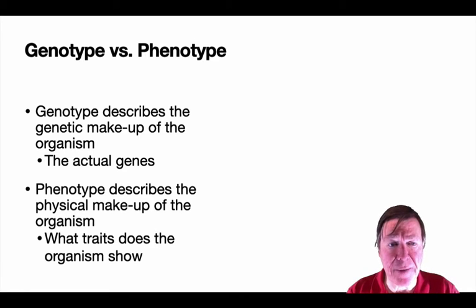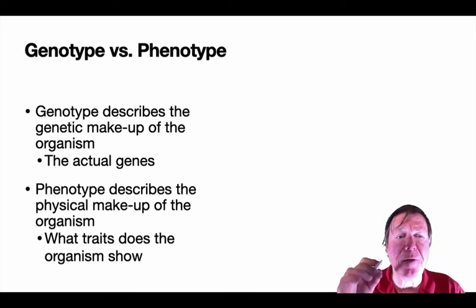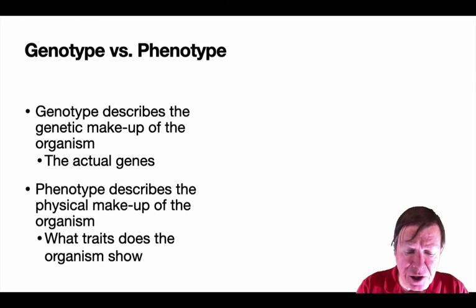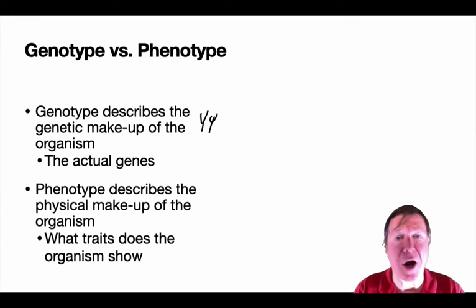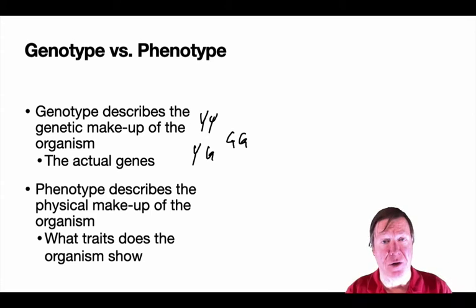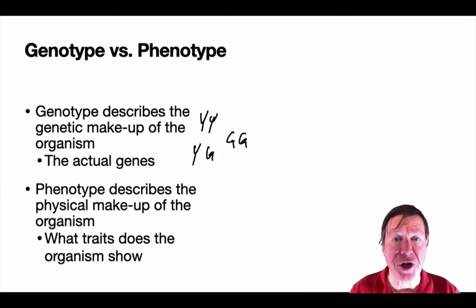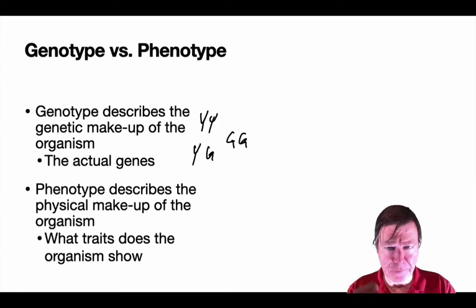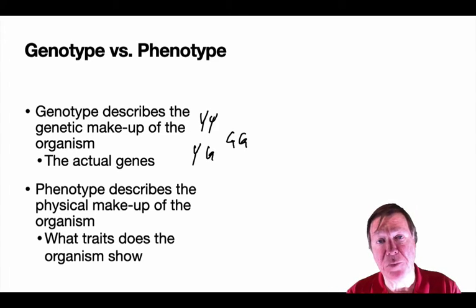Genotype versus phenotype. The genotype, we're looking at the genetic makeup. So for instance, in the peas, we might be looking at YY. That's the genotype. Or maybe we're looking at YG, which would be yellow also. Or we could be looking at GG. Those are the genotypes. You cannot see the genotype. I cannot look at you and determine your genotype. Like if you have brown eyes, I don't know if you're pure brown, or if you have parents, one who has blue eyes and one who has brown eyes. I can't see your genotype.